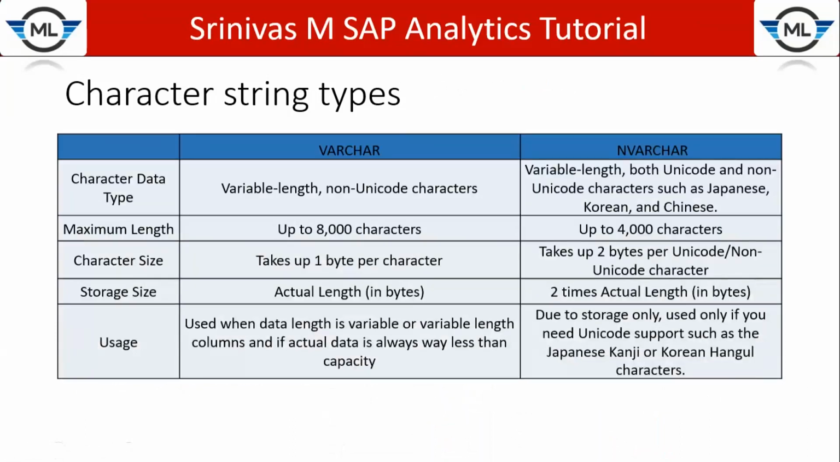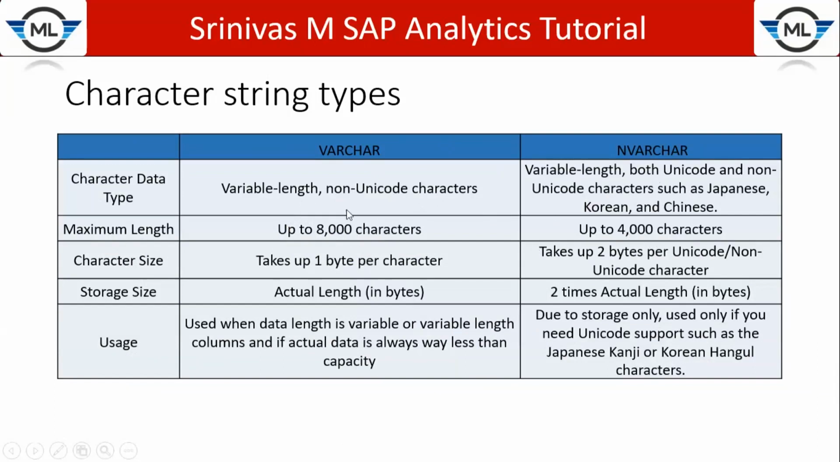Going to the next, here I try to differentiate between VARCHAR and NVARCHAR. VARCHAR is a variable length type which supports only non-Unicode characters or character strings, and NVARCHAR supports Unicode and non-Unicode both, like a hybrid kind. The maximum length of VARCHAR is 8000 characters and NVARCHAR is 4000 characters.